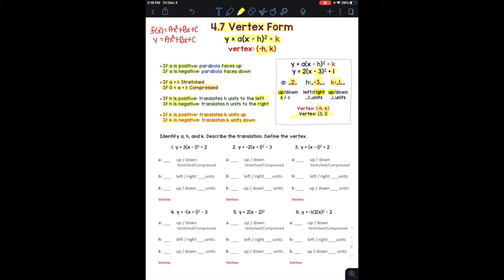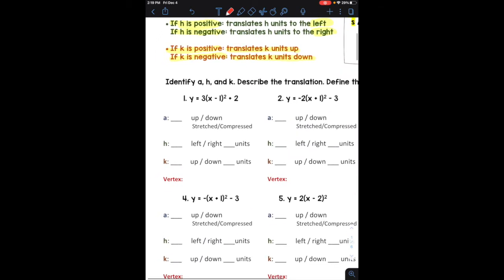In the problems below, we're going to do the same as the example at the top right. We're going to identify a, h, and k and describe the translation and the vertex of the parabola. Problem number 1 here, the a value out front is 3. Since it's positive, the parabola will be concave up. And since it's more than 1, it's going to be stretched across the coordinate plane, a skinnier parabola than when a is 1.